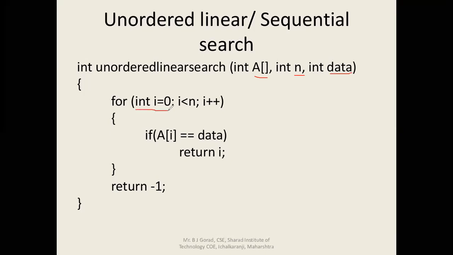The loop will start from array index 0 up to 10, and i plus plus, so a very basic loop. What it does is compare each element to the data. Very simple, right? If A[i], that means the first index, A[0], matches the data, that is 33, it returns i. And so on, it keeps going. So this is the basics of how linear search works.